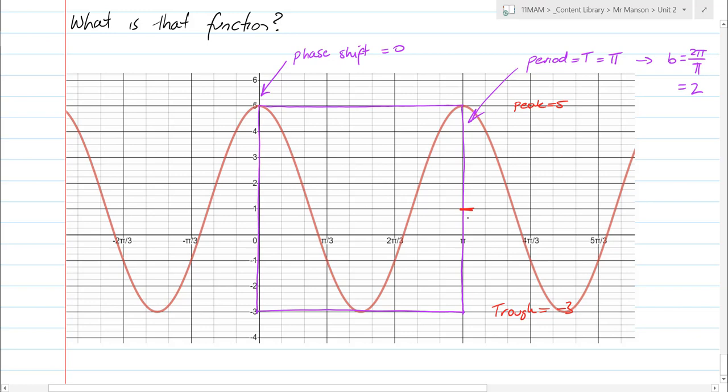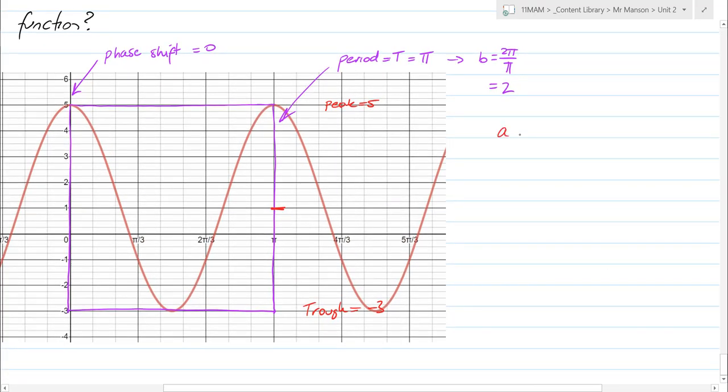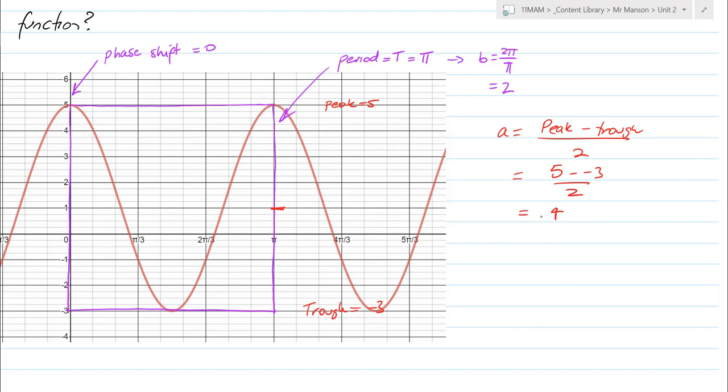Sometimes, particularly with really elongated, tall graphs, it can be quite hard to see. Is it 1? Is it here? Is it here? So I actually wouldn't worry too much about the midline. If you know the peak and trough, then you can work out A is equal to the peak minus the trough over 2, which in this case is 5 minus -3 over 2, which equals 4. So to find the A value, you just work out what this gap is, which is worth 2 amplitudes, and divide it by 2.